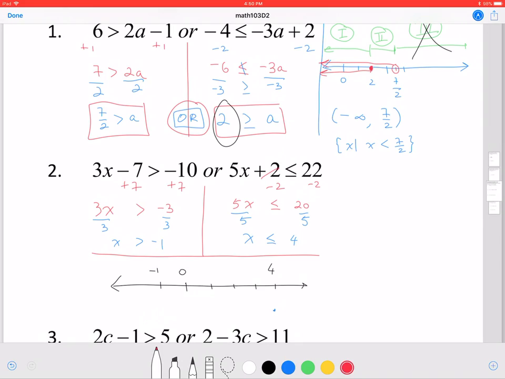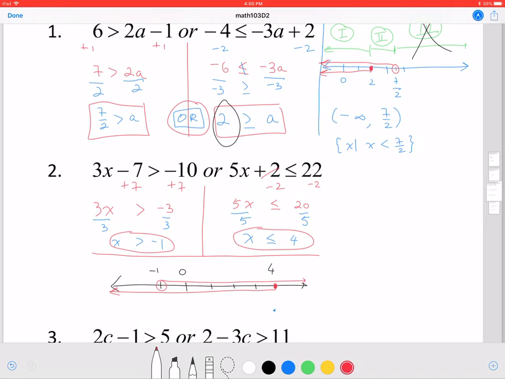The first solution, x is greater than negative 1. So it's everything starting at negative 1, but not including negative 1, going greater. And the second one, x is less than or equal to 4. So including 4, it goes to the left.